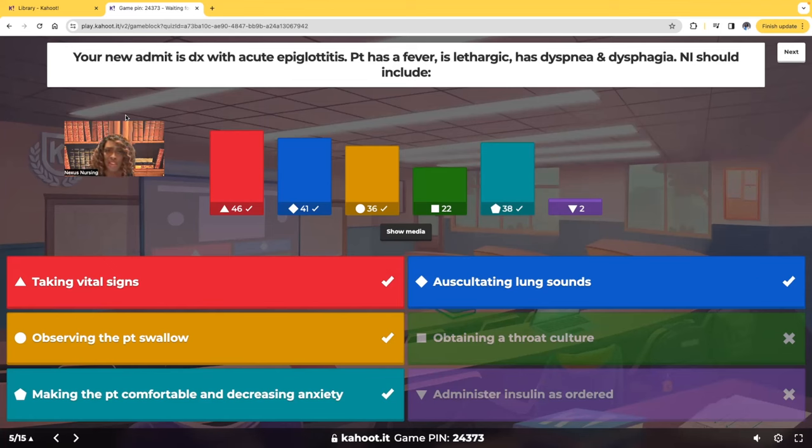And of course, we're not going to give insulin. We give insulin to patients with hyperglycemia. We give insulin to patients who are diabetic. This has nothing to do with what we're talking about. I just threw that in to throw you guys off, right? But please, if you guys are studying this for a test, I'm telling you right now, when it comes to epiglottitis, you never do a swab of their throat. You don't put anything into their mouth. You don't want their airway closing up on them.